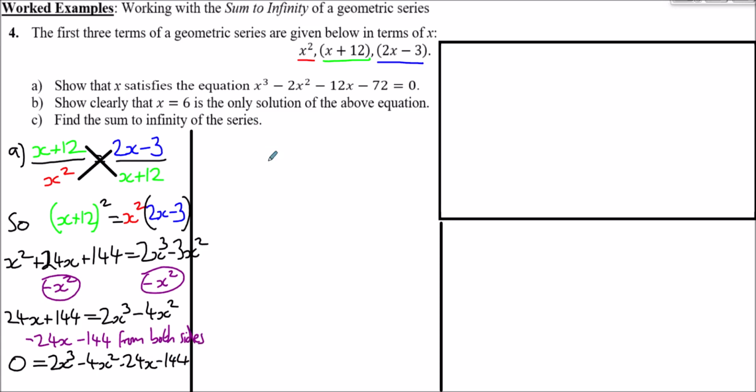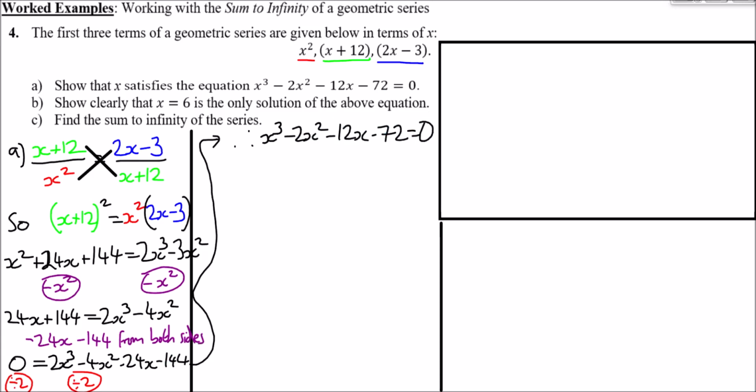We're almost where we need to be. But if you notice here, the 2x cubed needs to be x cubed, minus 4 needs to be minus 2. What we need to do finally is divide everything by 2. So if we divide both sides by 2, so therefore, halving everything, x cubed, half of minus 4 is minus 2x squared, half of minus 24x is minus 12x, and finally half 144 is 72. Therefore we have what we wished to show all along. So we've done part A.